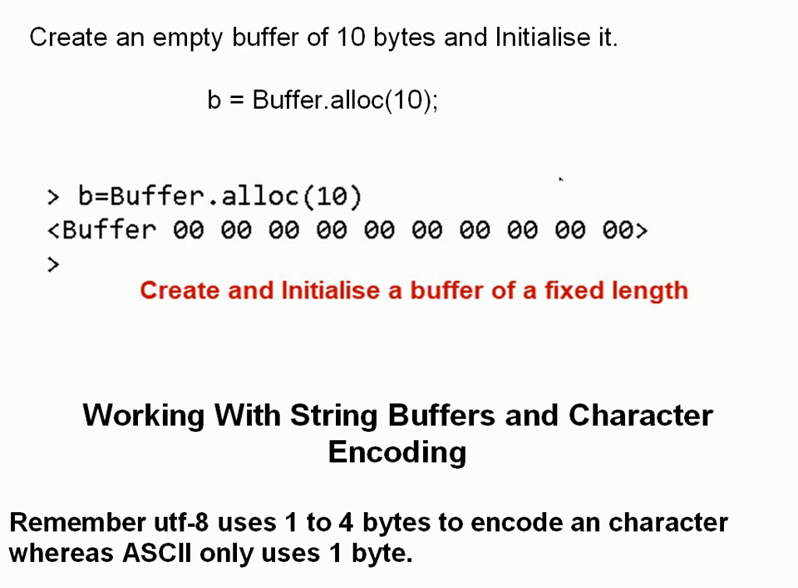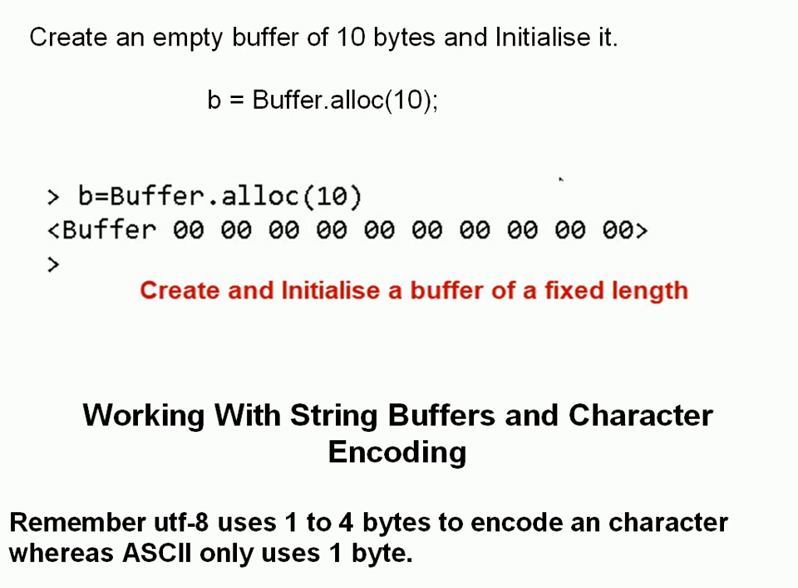So here's another way of creating a buffer, and this one is using the alloc method. We're going to create an empty buffer of 10 bytes, and you just use buffer.alloc and the number of bytes you want. This creates a buffer and initializes it to an empty buffer, which is all zeros. So let's look at now working with characters, and we looked at that previously when we saw the number 1 as a character and how it was stored internally.